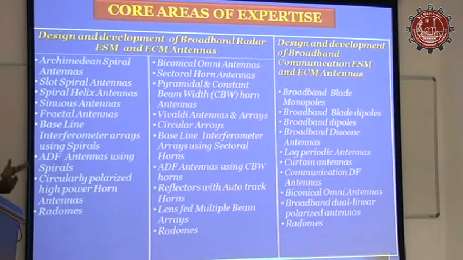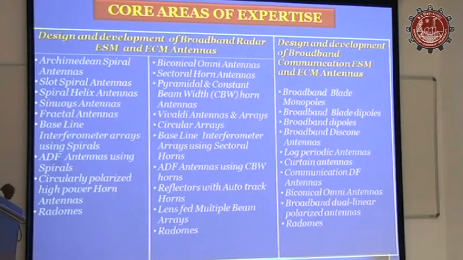But the problem is the size will become very high, because the spiral's lowest frequency is decided by its size. It should be one wavelength circumference. So to make the antenna compact, we have developed a configuration such that helix and spiral are married together. The low frequency helix will work and the high frequency spiral will work, so that the dimension and size of the antenna comes down with the same performance.